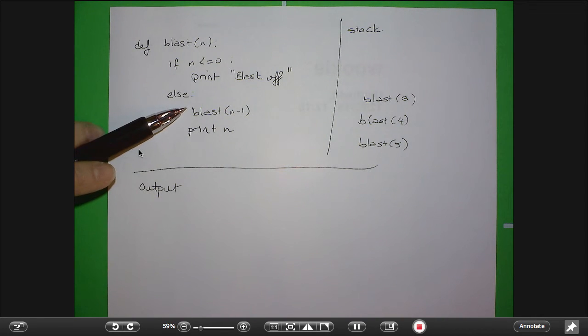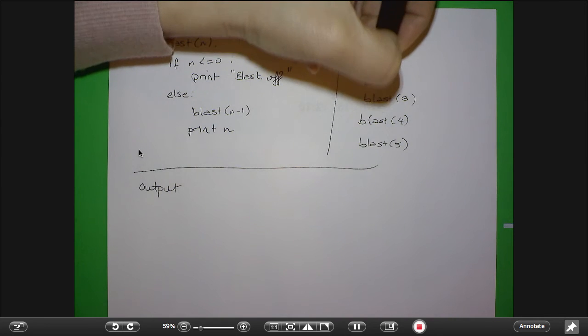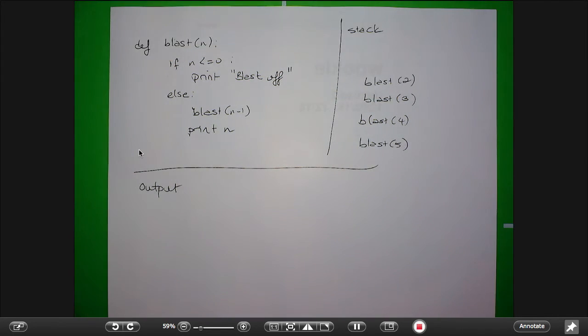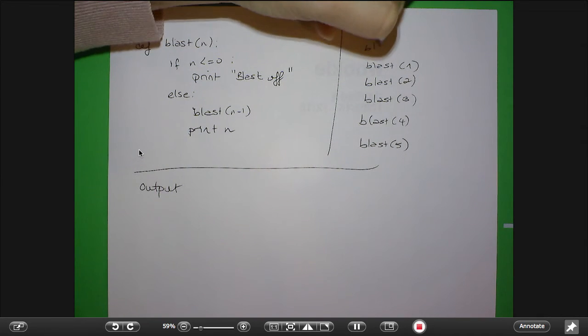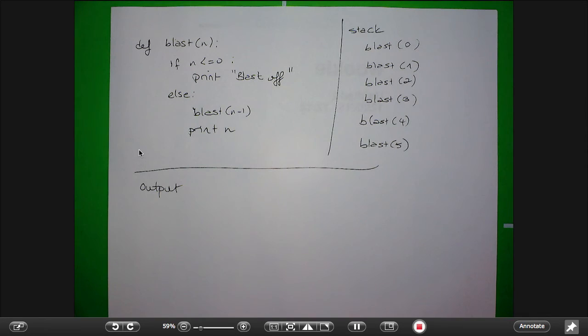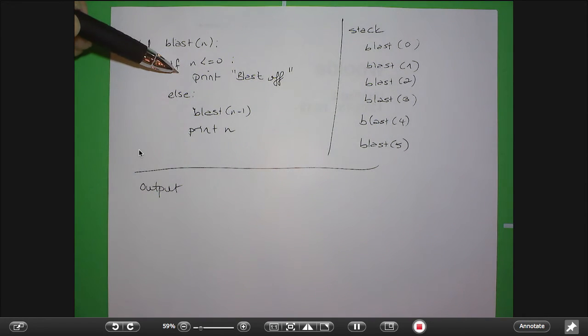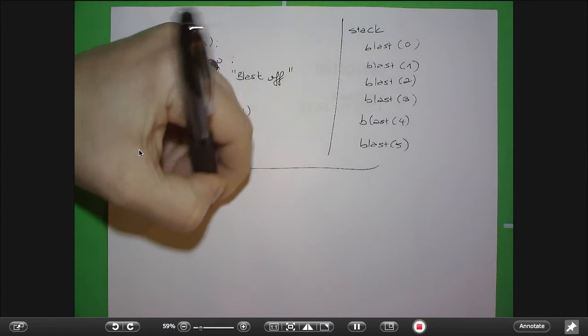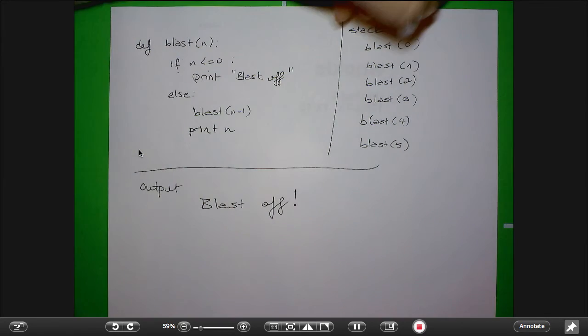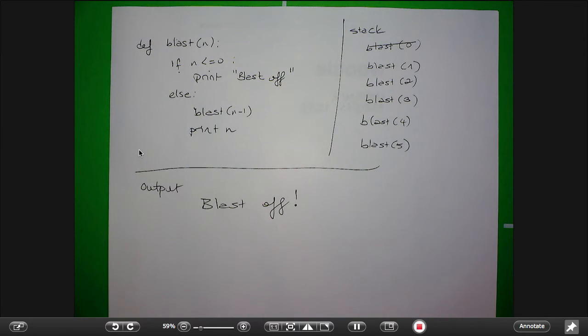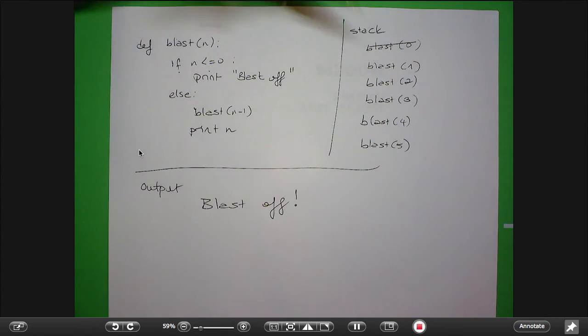Again, it calls before it prints. It calls right here. Then blast of 2, blast of 1, and blast of 0. Now blast of 0 prints blast off. Now that's popped from the stack. Now I am in blast of 1, but I'm right in this part. So I'm going to print 1.